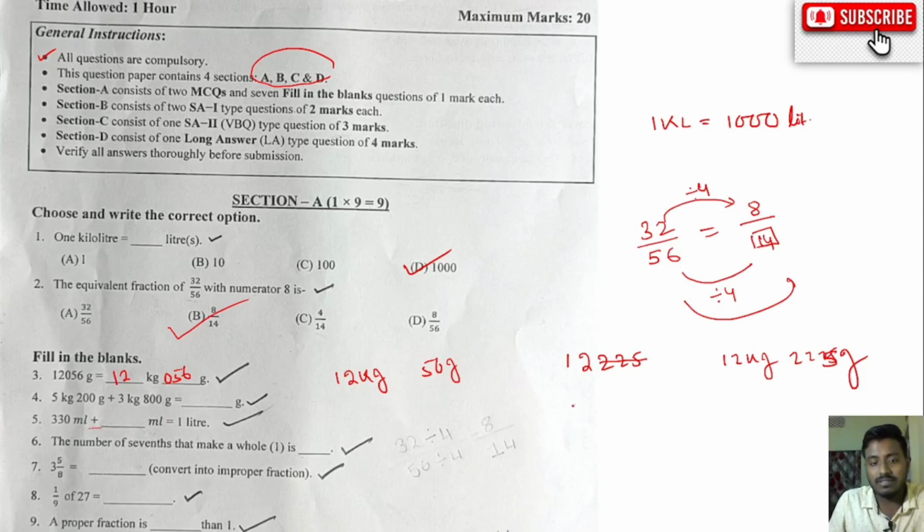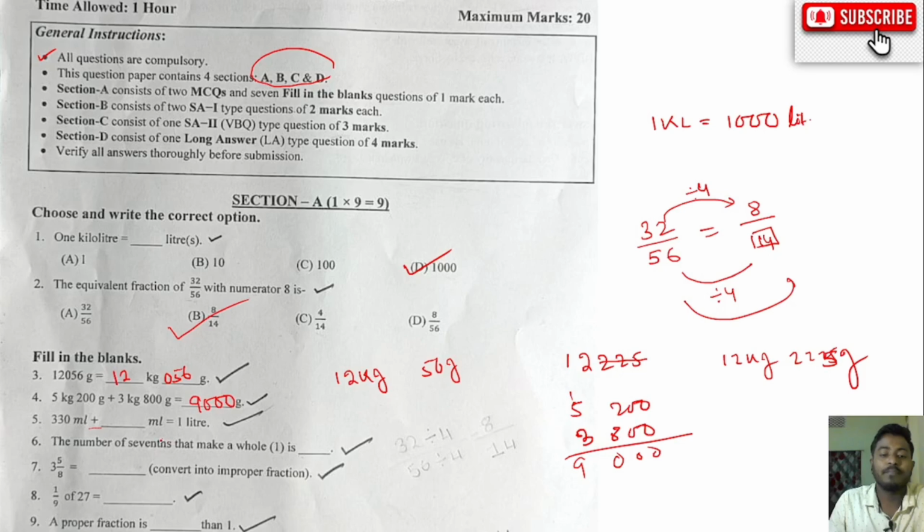Now next, 5 kg 200 gram plus 3 kg 800 gram. So simply addition, 5200 and 3800. 0 plus 0 is 0, 0, 2 plus 8 is 10, 0 carry 1, 5 plus 3 plus 1 is 9, that is 9 kg. So the answer is 9 kg, or you can write 9000 gram.